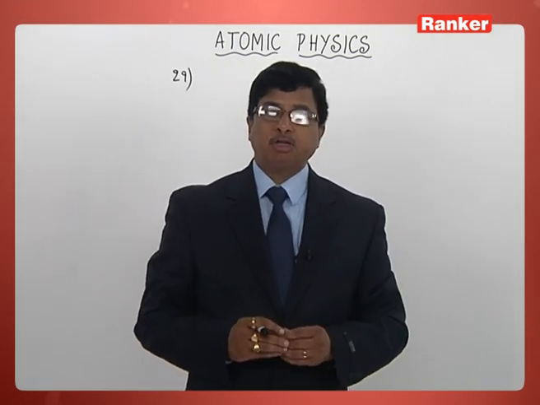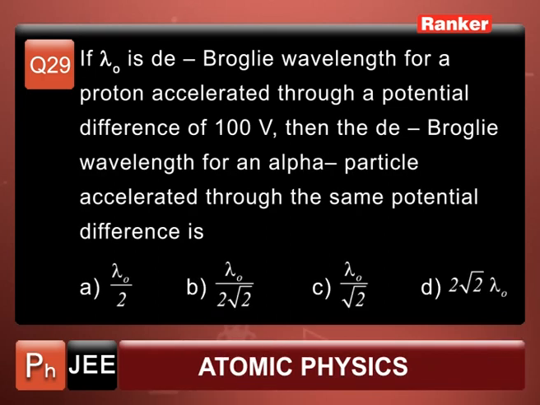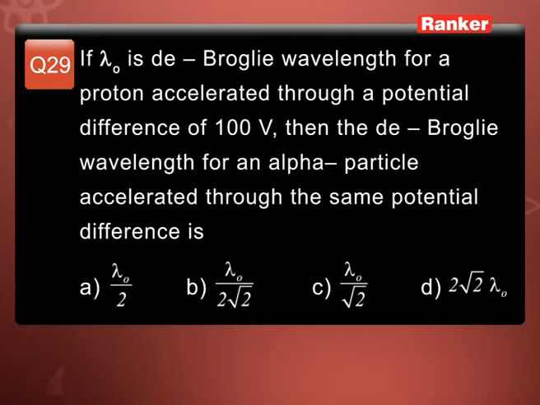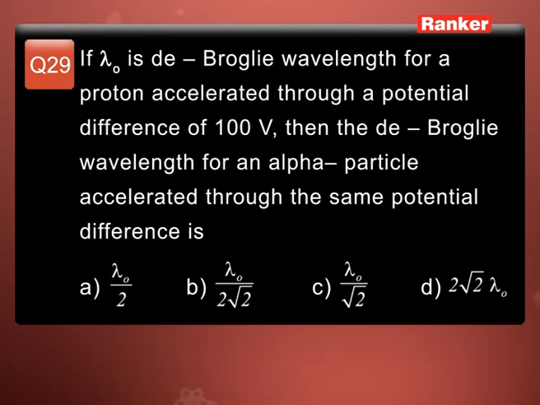Let us move to the next, number 29. If λ0 is the de Broglie wavelength for a proton accelerated through a potential difference of 100 volt, then the de Broglie wavelength for an alpha particle accelerated through the same potential difference is: options are given this way: λ0/2 the first option, λ0/(2√2) the second option, λ0/√2 the third option, and 2√2 times λ0 the fourth option.